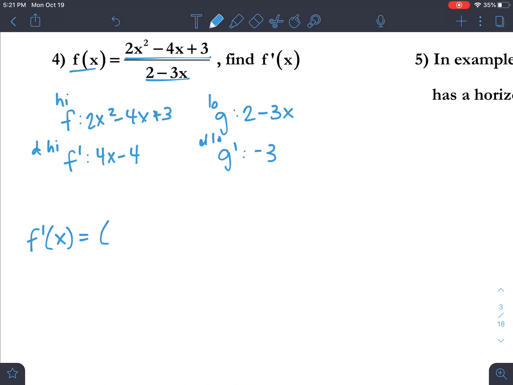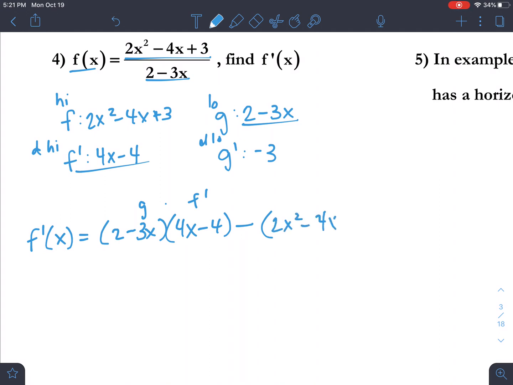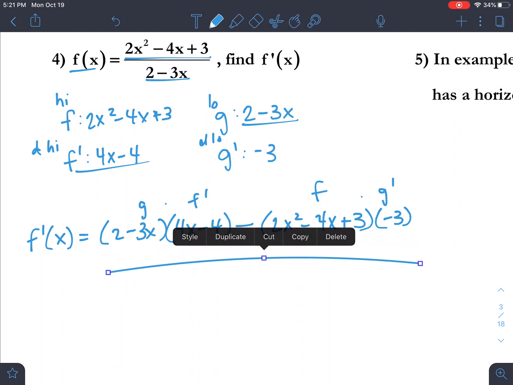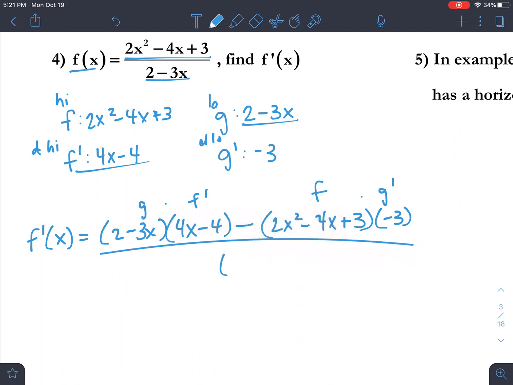Ready? So low, d high. So far I have g times f prime, or low function, d high, minus, this is always minus, high function, so 2x squared minus 4x plus 3, that's f, d low, times g prime, all over low squared, which is 2 minus 3x, or g squared here.